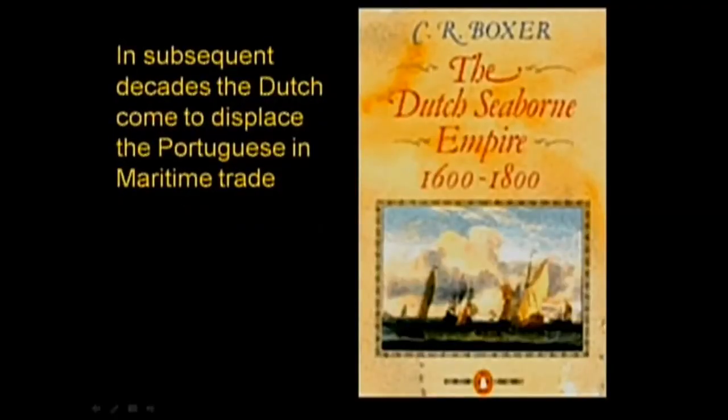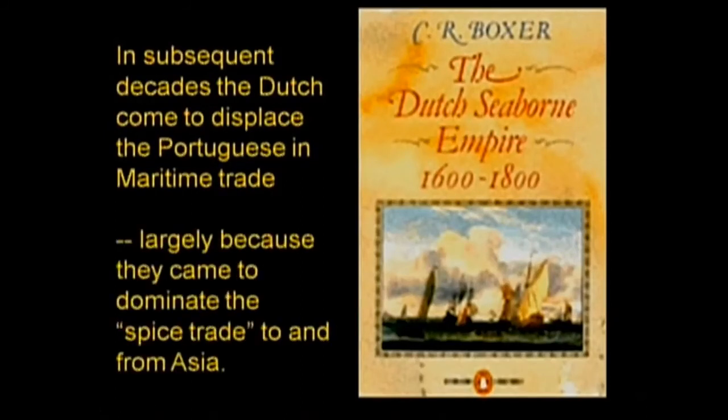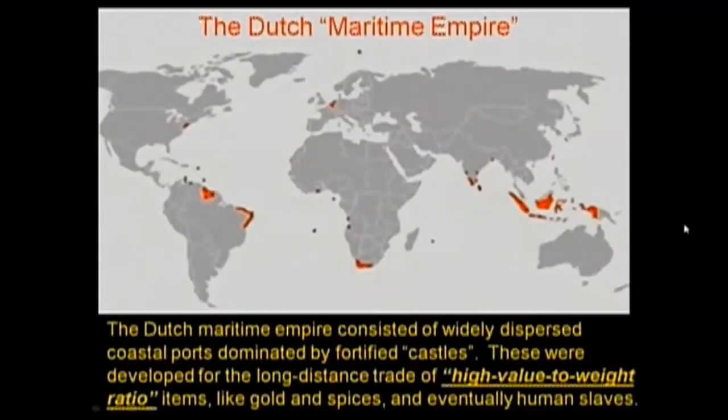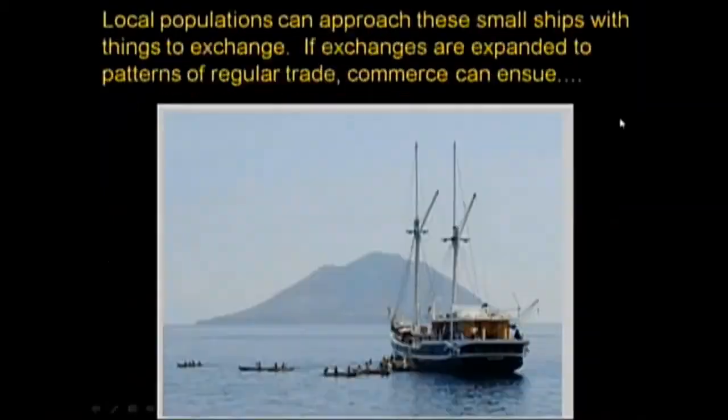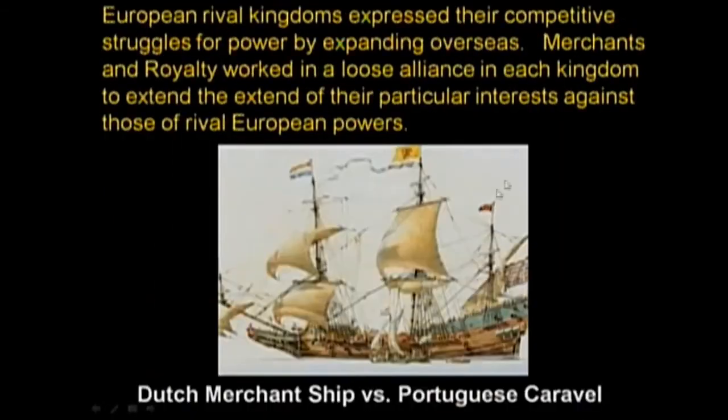Now, in subsequent decades, it was the Dutch who displaced the Portuguese in maritime trade. And the reasons for that we'll look into next time. But largely because they came to dominate the enclave economies. These economies were set up on the edges, not based on territorial conquest, but on maritime empires. And we'll look in detail at this, particularly because of the size of Dutch ships.